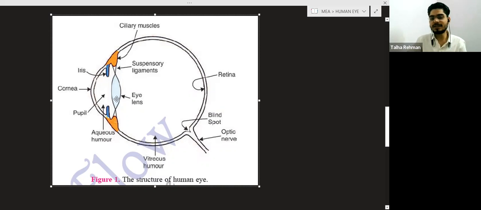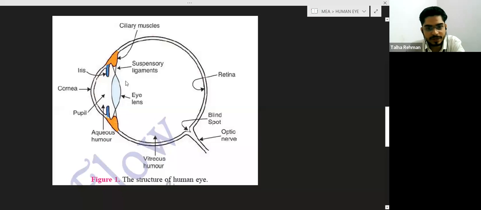What is the work of the eye lens? Same as that of a convex lens, because a convex lens converges the light, the eye lens will also converge the light. What happens? From here light is coming and enters through the cornea in the eye and enters the pupil, and through the pupil light goes to the eye lens, and this eye lens will refract the light. Okay, and after that we will see what will happen.